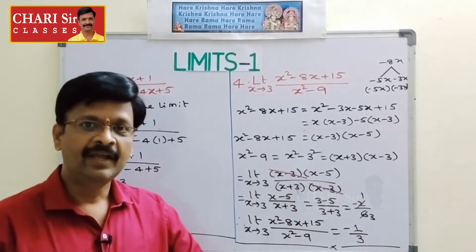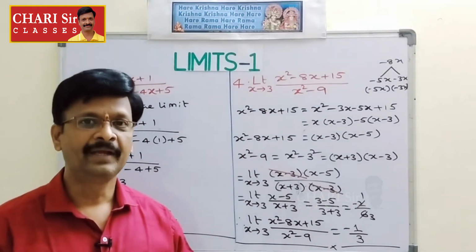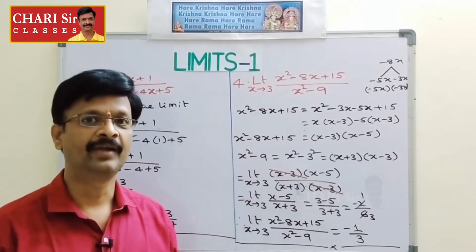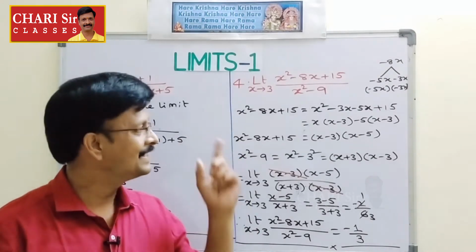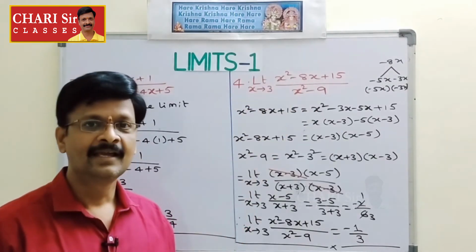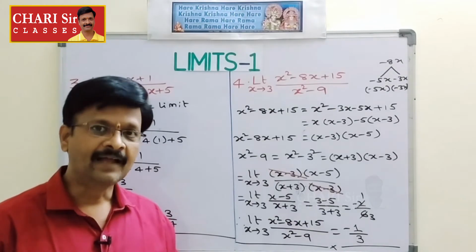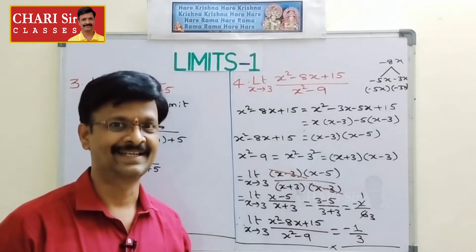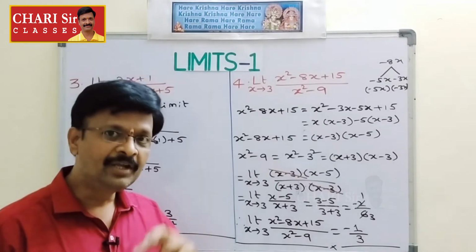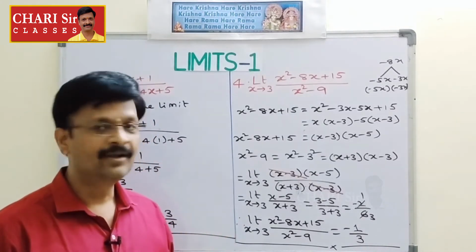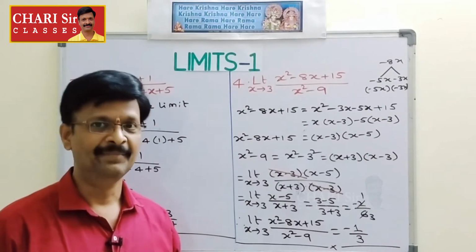Like this, whenever the denominator value becomes 0, or sometimes when you get 0 by 0, that is not your answer because it is an indeterminate form. In that case you need to factorize, that is one method, and the other method is, suppose any terms are irrational numbers, you need to rationalize or you need to use the standard limits. These are the three methods to find out the limits of indeterminate forms.